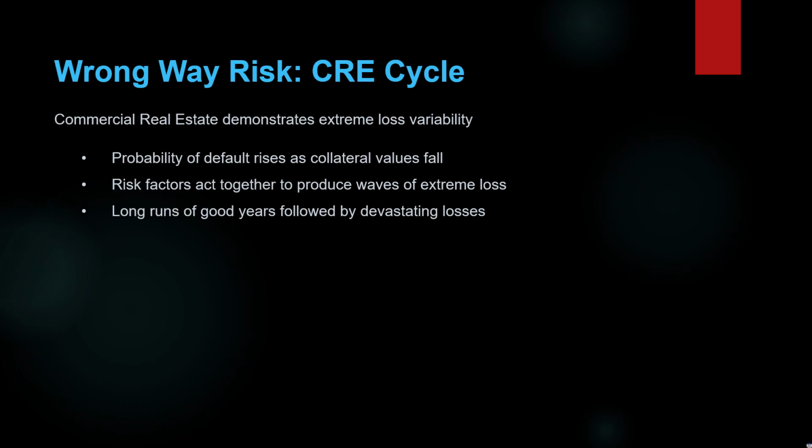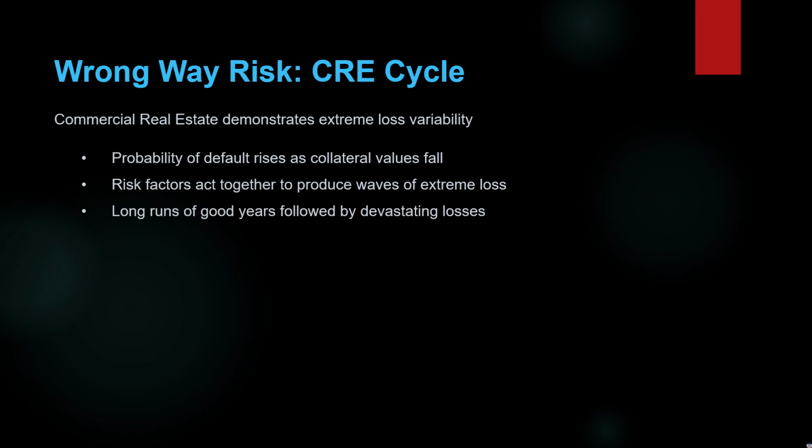Here is the wrong way risk dynamic. The probability of default rises as collateral values fall. When a borrower defaults on a CRE loan, you seize the property as collateral. But if defaults are happening because property values have crashed, your collateral is worth much less than you expected. You face high default probability precisely when recovery values are lowest. That is wrong way because both factors move against you simultaneously.